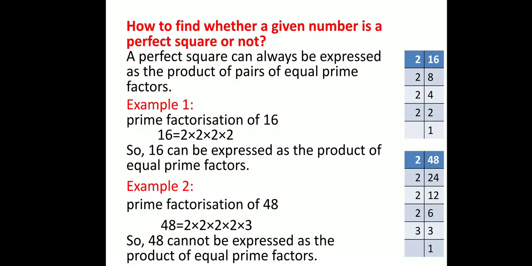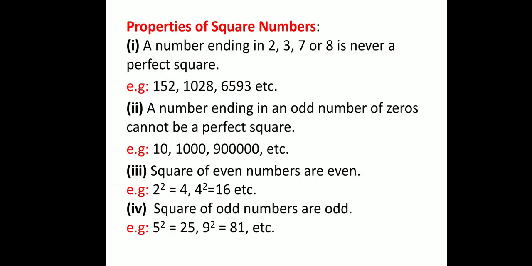So to find out whether a given number is a perfect square or not, we need to do the prime factorization of the number. If that particular number can be expressed as the product of pairs of equal prime factors, then we can easily say that that particular number is a perfect square. Now, coming to the properties of square numbers.